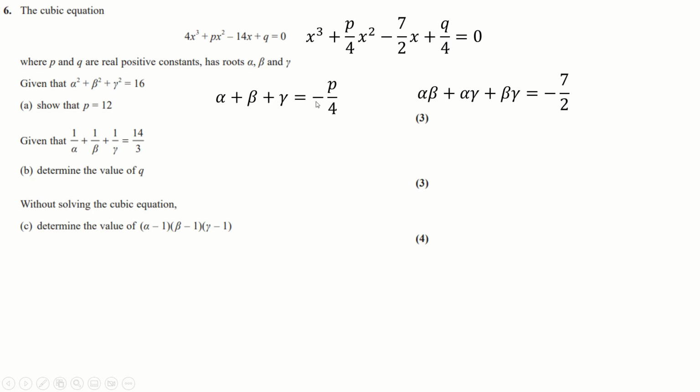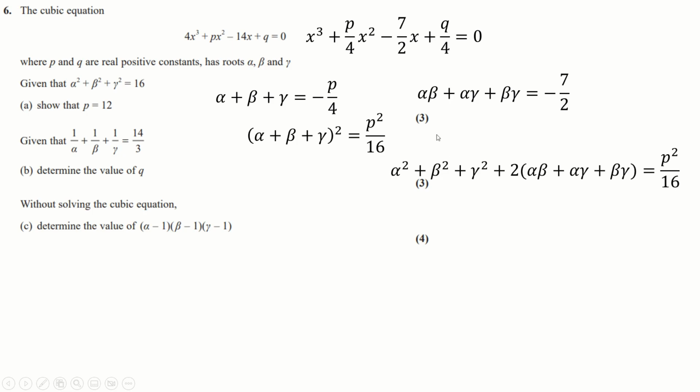Now if I square everything here, the negative obviously goes away, and you expand this out, you get that, which is probably just a result that you know because you've seen it a lot before. You can shove this result into here, and you can shove this result here into there, and you get this. And then you can times by 16, and you get p squared, and square roots, and you get p is 12. So that's that done.